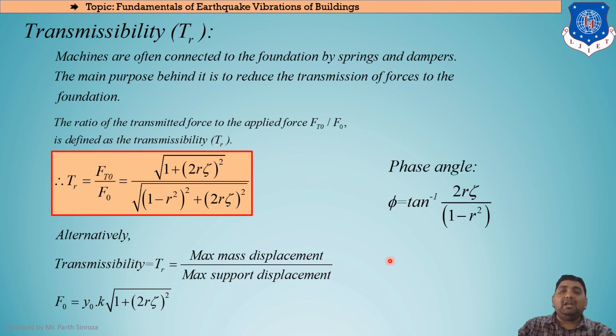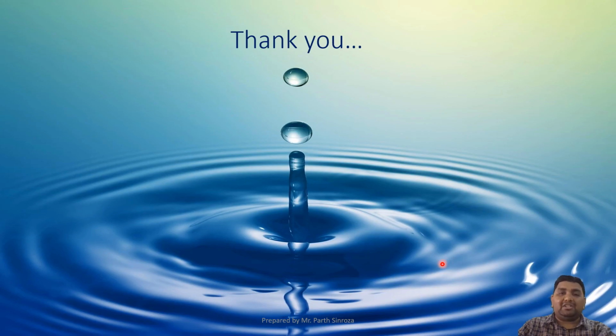And the last thing will be to find the phase angle. Phase angle means at what angle the load is being transmitted to the other element or the other body. So for that we need to find the phase angle. The phase angle is represented by phi, and it is given by the equation tan inverse of 2r zeta upon 1 minus r square. So this was all about our force conditions.